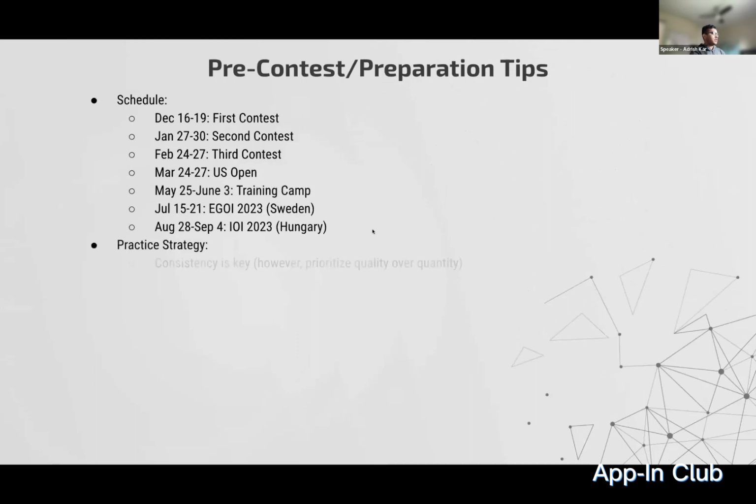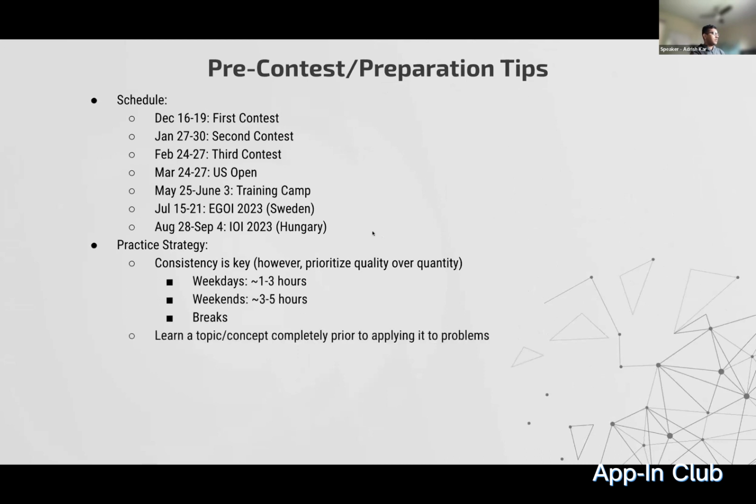Okay, so this is the competition schedule for reference. And so when you're practicing for USACO, consistency is really key. Obviously, you might not be able to practice every day of the week consistently, but try to practice as much as you can.